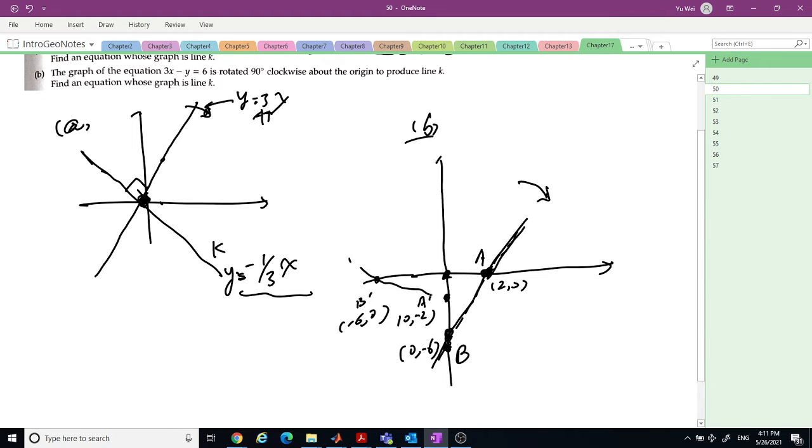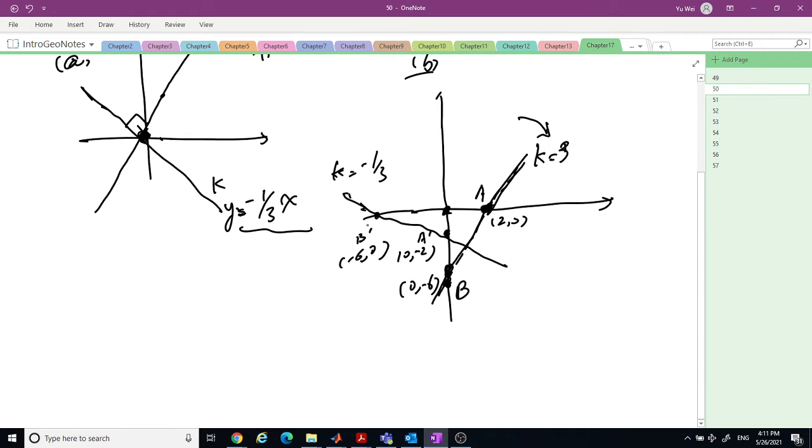So now this is the line. We know this k is 3, so this k is negative 1/3. And it also passes through the point (0, negative 2), so it's y equals negative 1/3 of x minus 2.